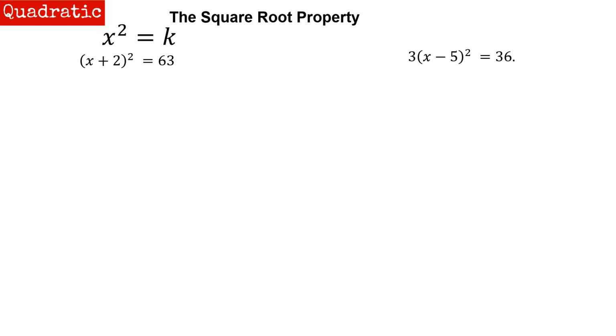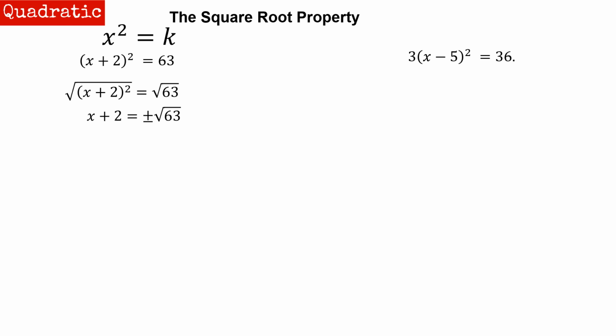For the first one here, we have x plus 2 squared equals 63. It might not look like it, but it's actually in the form we want, something squared equals k. In this case, the something squared is x plus 2. So all we have to do is take the square root of both sides. That gives us x plus 2 equals plus or minus the square root of 63.